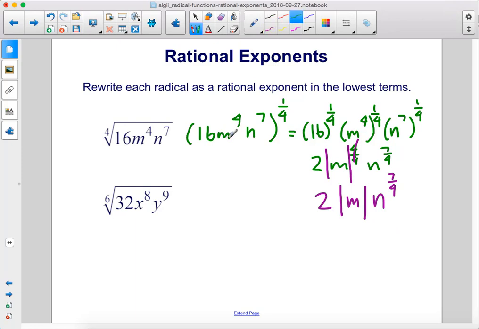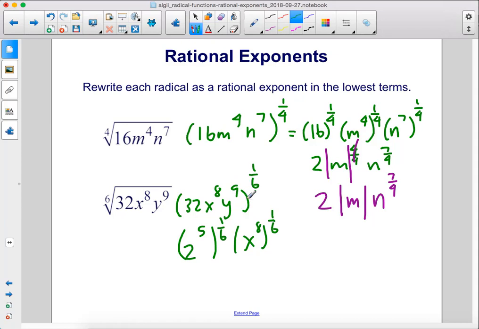Here we have, so we could take all of this, 32 x to the 8th, y to the 9th, and raise it to the 1 over 6 power. 32 is 2 to the 5th power, and we can raise that to the 1 over 6 power. We have x to the 8th, raise that to the 1 over 6 power, and we have y to the 9th raised to the 1 over 6 power. So now let's combine the fractions. So we have 2 to the 5 over 6 power, x to the 8 over 6 power, and y to the 9 over 6 power.